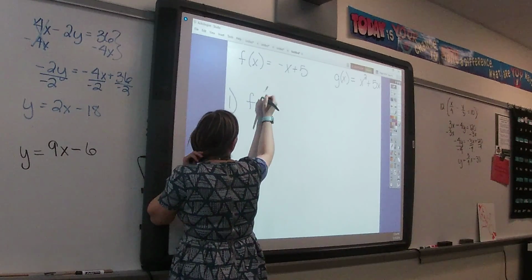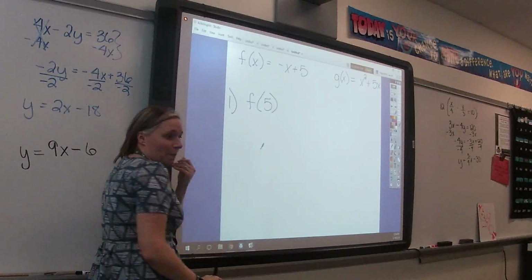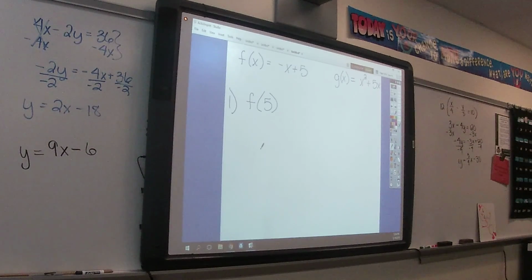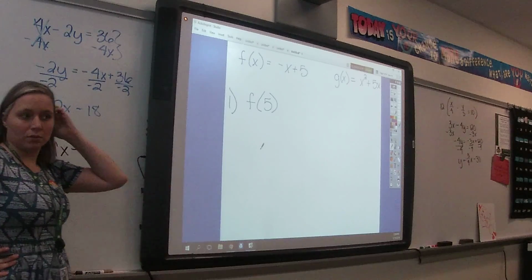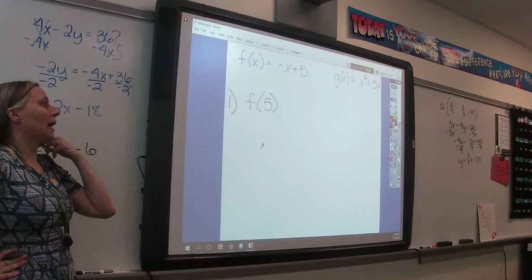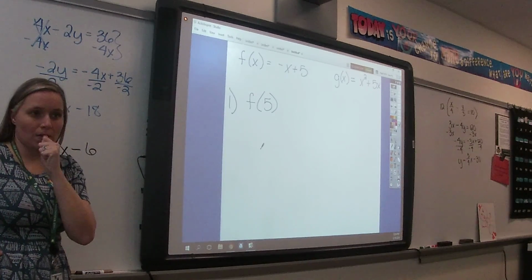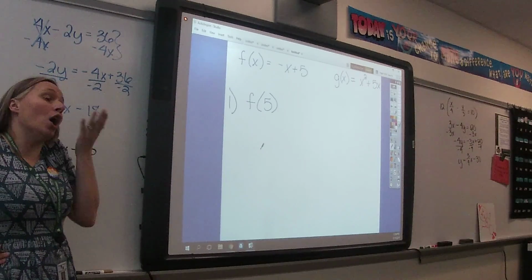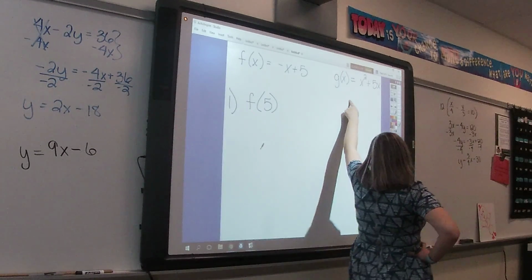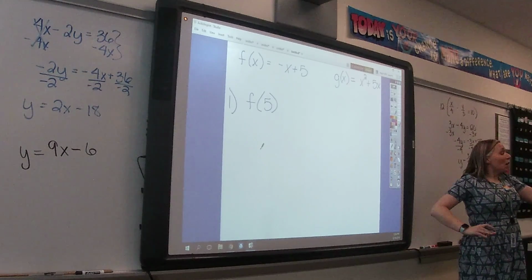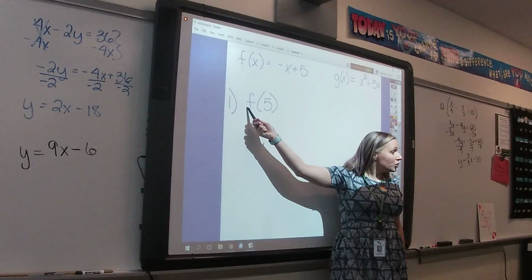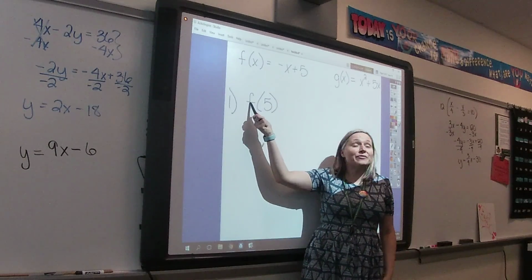Okay, so let's say we want to find f of 5. What is this asking us to do? If it says find f of 5, what do we need to do? Plug in 5 for x. Where? Into all of them? Do I need to plug that 5 in over here? Why not? Because it's a different function. This is the f function, so it says evaluate the f function for 5.